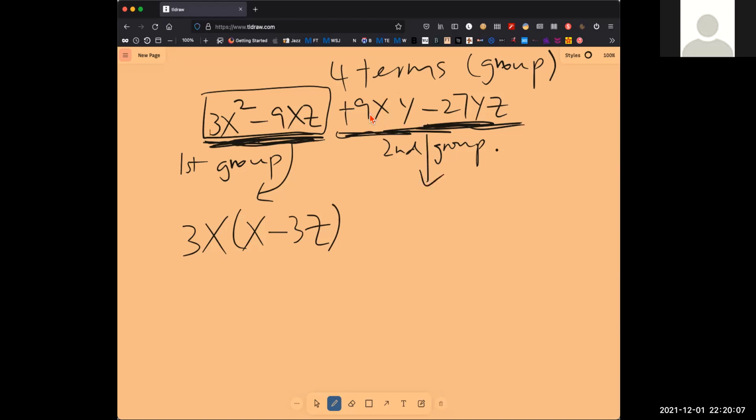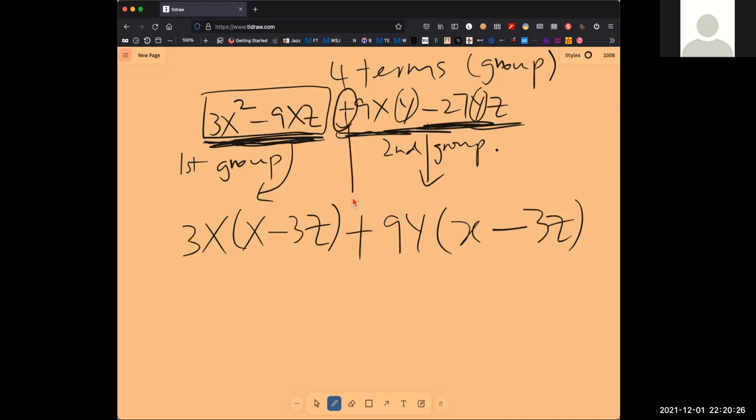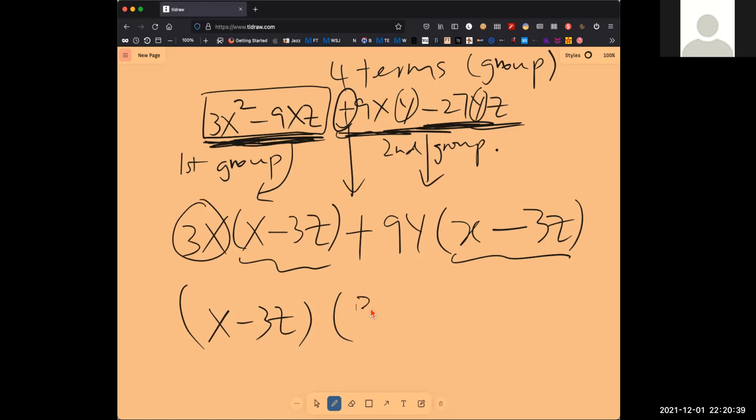Second group. So what is common? You have a 9, and then you have a y. Both have a y. For the 9xy, you have already taken out 9y, so you have x left. And then for this minus 27, you have 3z left. And then there is a plus sign. Can you see there is a plus sign? I just copied that. And can you see that there is a common factor x minus 3z? So you just take out this common factor. And then you end up with 3x for the first term plus 9y for the second term. So this is the answer.